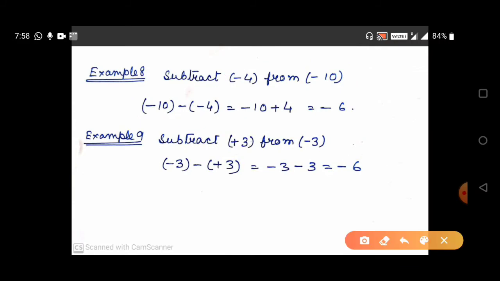In the same way, we have to subtract plus 3 from minus 3. So we first write minus 3, then for subtraction minus, then within bracket plus 3. Since we don't have any sign here, it is a positive sign. Positive into negative is negative. Again negative into positive is negative. So minus 3 minus 3, since we have two negative integers, we will add, and the answer will take a negative sign. So 3 plus 3 is 6, so the answer will be minus 6.